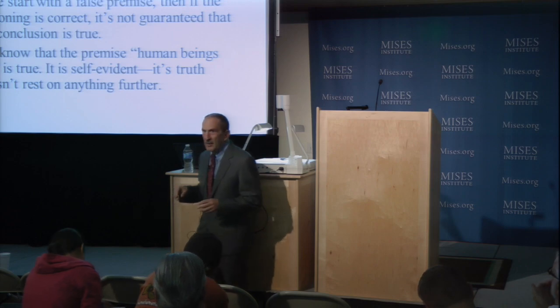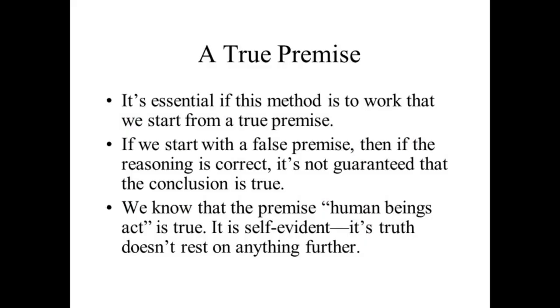Now, as I mentioned, it's essential in doing this kind of reasoning that we start with a true premise, because even if we reason validly, if the premise isn't true, we aren't guaranteed that the conclusions will be true. So we have to start with the true premise. But we're fortunate in Austrian economics, we do know the premise, the action axiom, human beings act, is true. This is something that we just think about. We can grasp it immediately. It's true. It's self-evident.